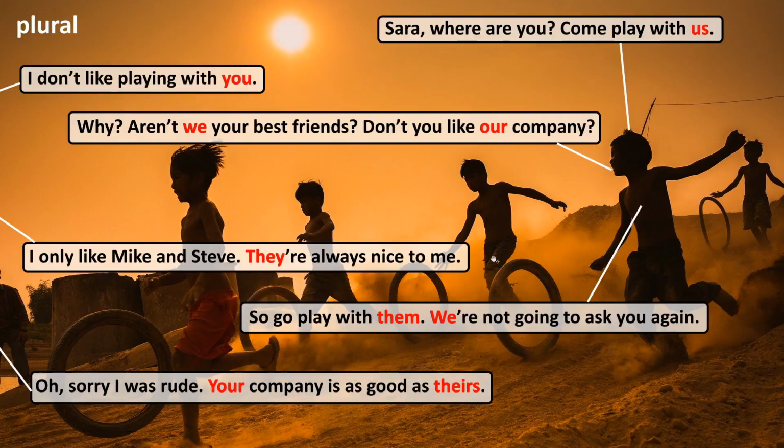And here are some examples of plural forms. Sarah, where are you? Come play with us. I don't like playing with you. Why? Aren't we your best friends? Don't you like our company? I only like Mike and Steve. They're always nice to me. So go play with them. We're not going to ask you again. Oh, sorry, I was rude. Your company is as good as theirs. So, us, you, we, our, they, them, we, your, theirs. These are all forms in plural.